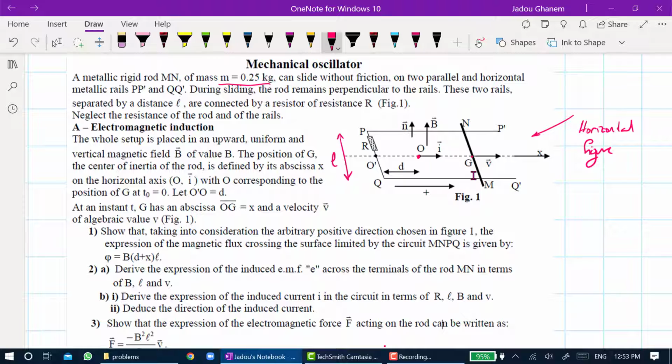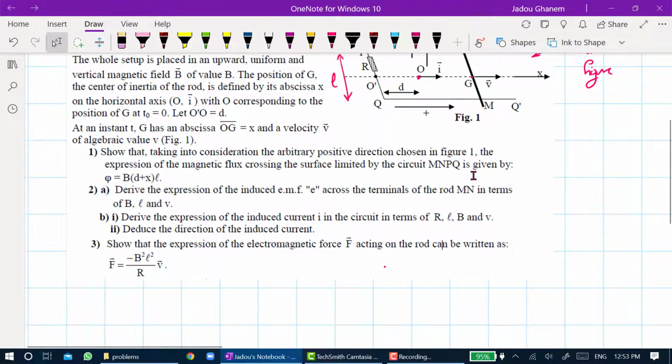Show that, taking into consideration the arbitrary positive direction chosen in figure 1, the expression of the magnetic flux crossing the surface limited by the circuit MNPQ is given by this. So first part, part 1, we must prove that the flux equals B(d + x)L. This is to be proved.